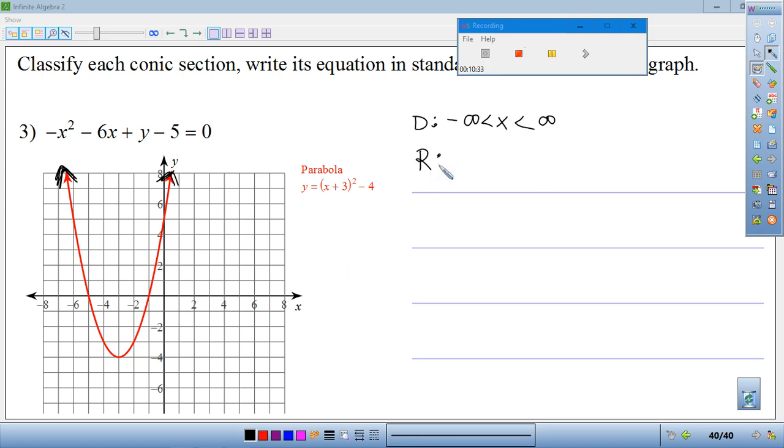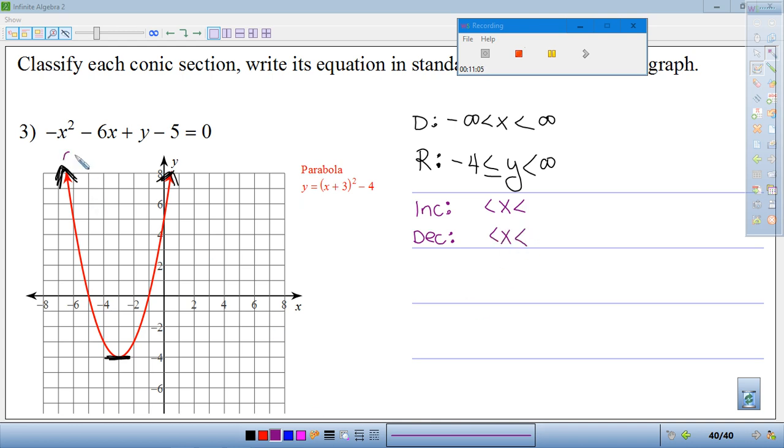Range. Range are my y values. The lowest this graph ever goes is -4. And it does reach -4. And these are my y values. And then it keeps going up, up, up forever, less than infinity. Now let's figure out increasing and decreasing. Remember, these are going to be x intervals. So I have something less than x less than.